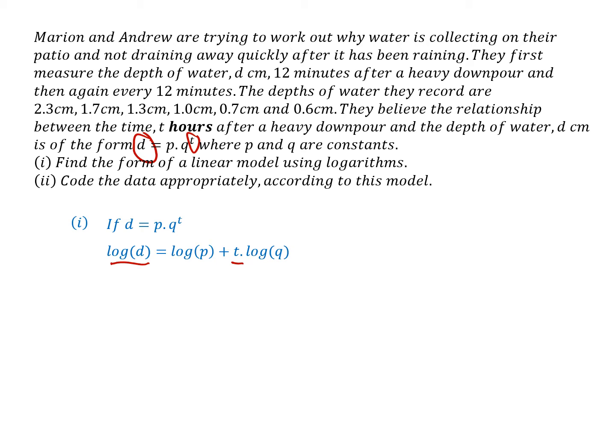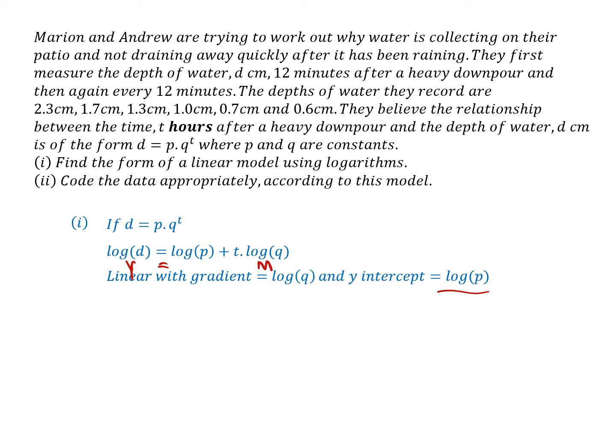So now we've got to code the data appropriately according to this model. Log p is the y-intercept. That's the sort of y equals mx plus c. So log p is the y-intercept. That's the c here. And the gradient is log q. Again, we'll come back to that. So part 2, code the data appropriately.